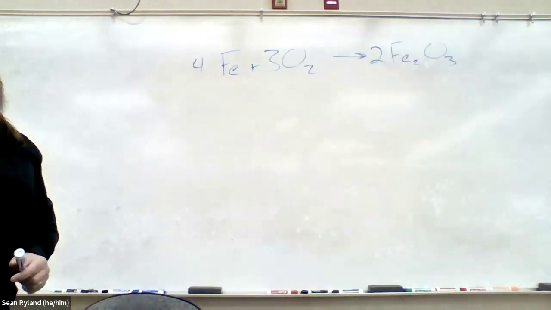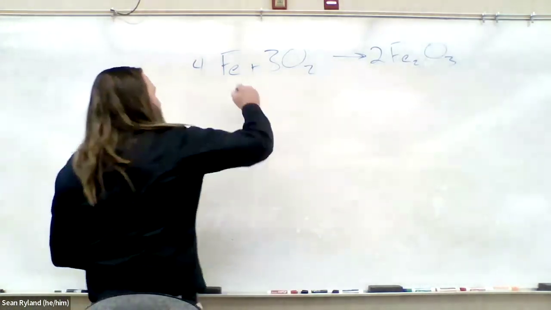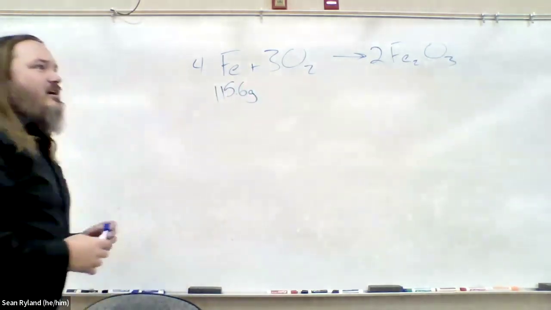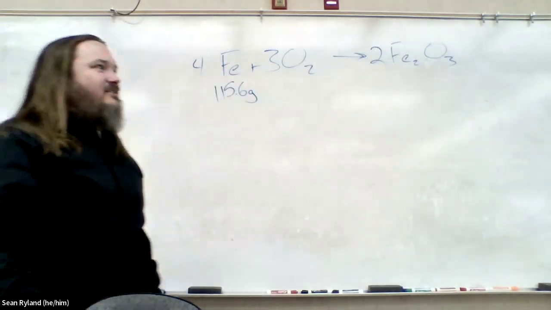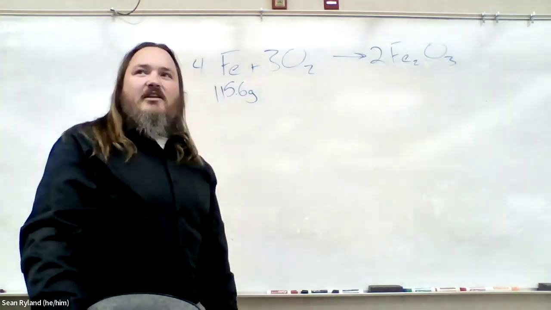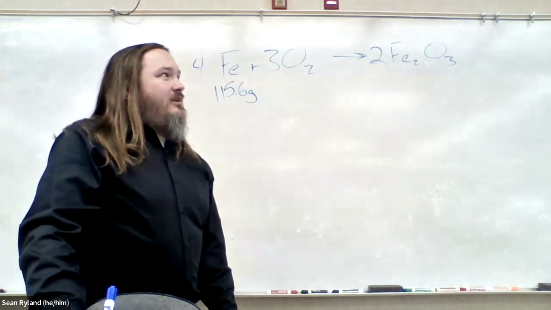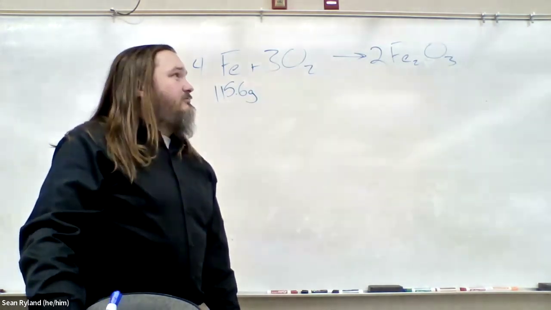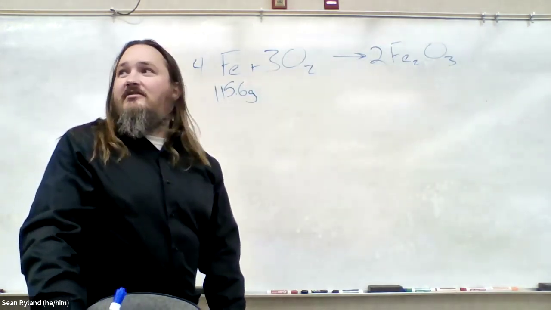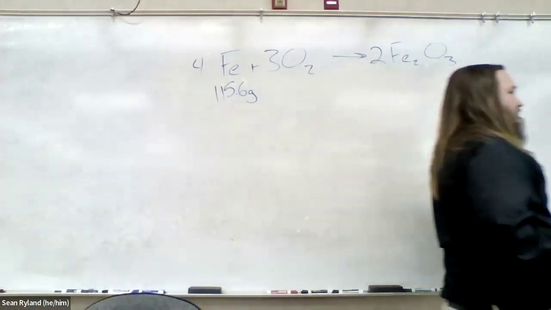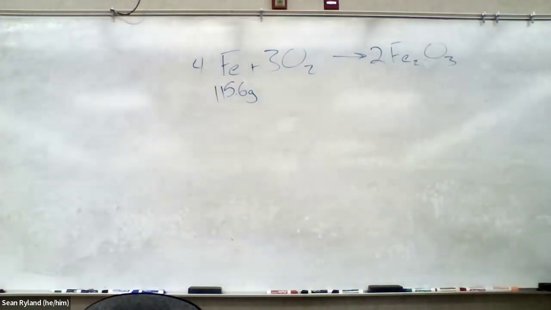We have an initial amount of iron, 115.6 grams. And then we have a final mass of 142.8. How do we know how much of the iron has reacted? What could we do with that? We could put it in moles.